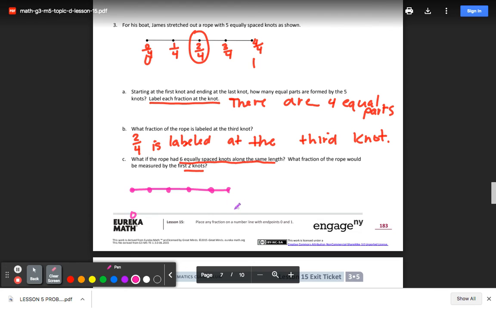Again, we're starting at 0 and we're going to end at 1. So let's label our rope now. We have 1, 2, 3, 4, 5, 6 knots. So we have 0 fifths, because there's 1, 2, 3, 4, 5 parts. 1 fifth, 2 fifths, 3 fifths, 4 fifths, and 5 fifths. Remember, to equal 1, this fraction has to have the same number at the top, which is called the numerator, and the same number on the bottom, which is called the denominator, in order to equal 1.